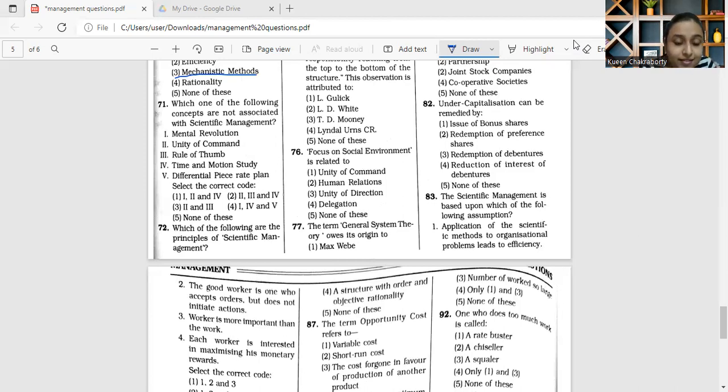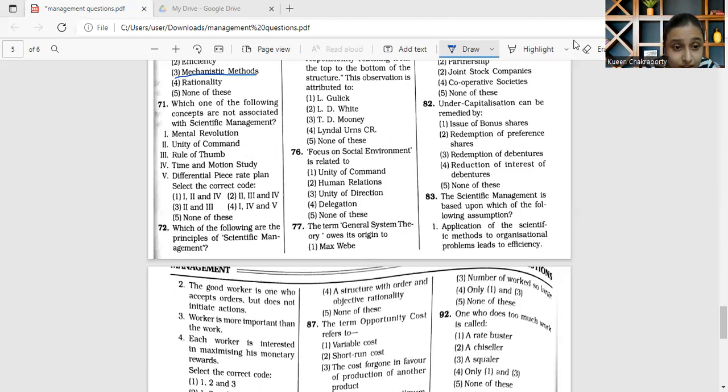So accordingly, I will say 2 and 3 are the correct ones. That is time and motion study, differential piece rate plan, which I just now explained to you. Mental revolution and unity of command was not under his scientific management. So accordingly, we have 4 and 5 as the correct option.